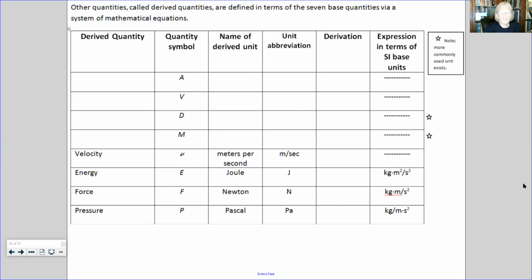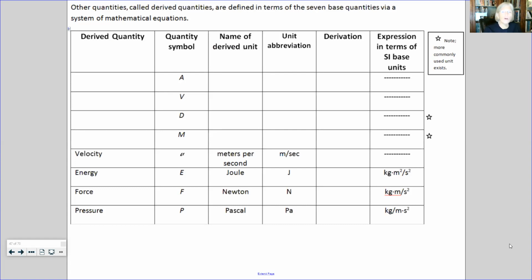You also have this chart that I want you to fill out that talks about derived units. A derived unit is where you take at least 2 or more base units, the 7 base units, and put them together. For example, density is mass, which is a base unit, divided by volume. Volume is not a base unit because you had to use 3 base units, length, width, and height, to determine volume. So density is an example of a derived quantity or unit.